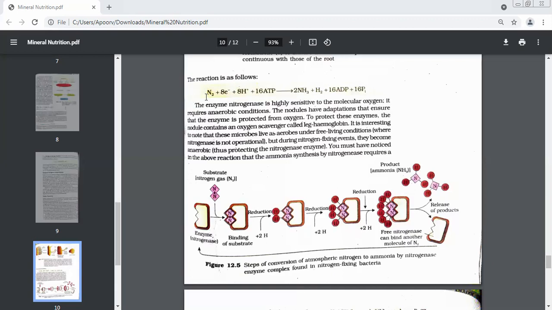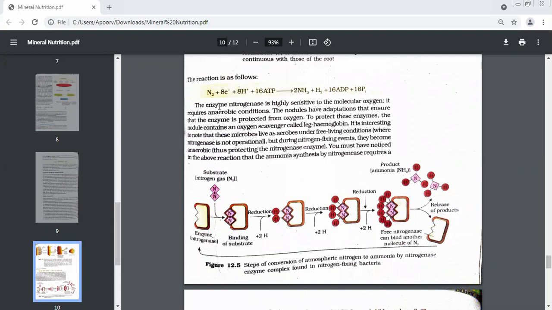See this equation. You had nitrogen over here. You want to make ammonia. How many molecules of ammonia can you see, children? 2. See over here, 2 ammonia. How many molecules of nitrogen did you take as a substrate in the beginning? Tell me. 1 molecule.